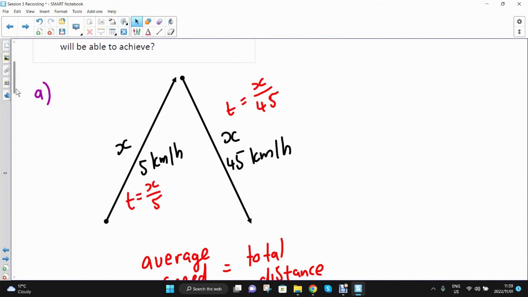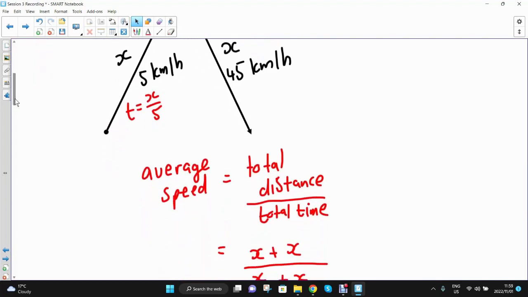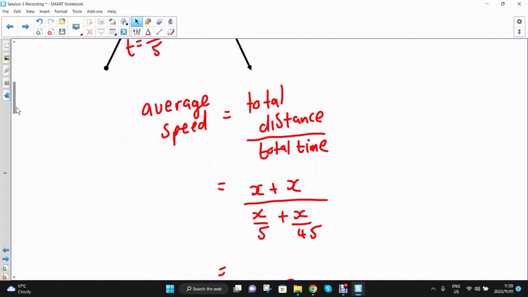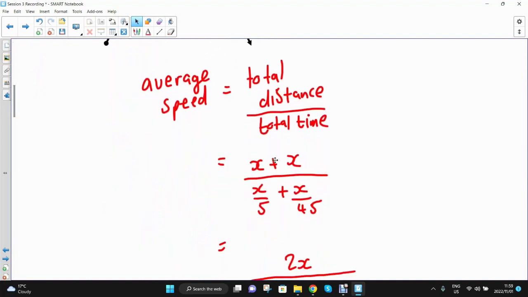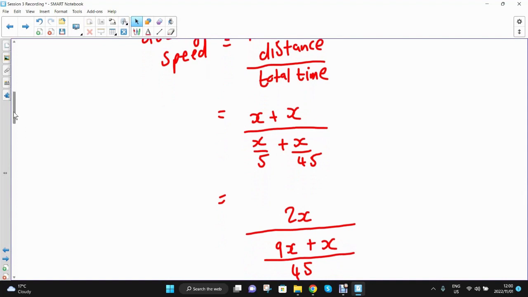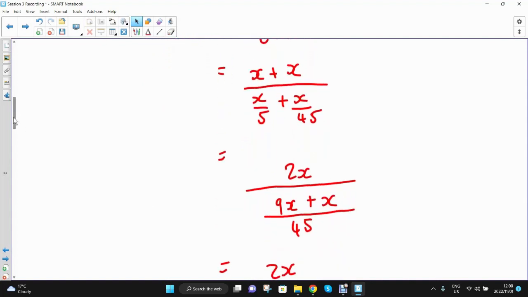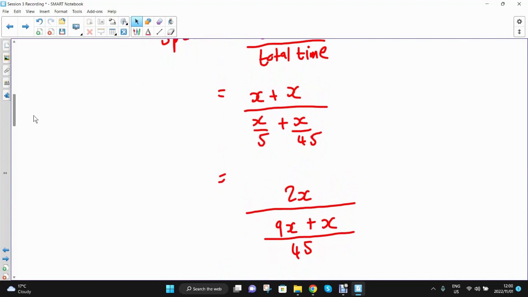And now I need to work out the average speed. So that's, like we said, total distance divided by total time. And the total distance traveled is up the hill plus down the hill. So that's x plus x. Your total time is then your time up the hill plus your time down the hill. And you'll see that this is quite an ugly fraction to simplify. But if you keep your wits about you, it's not actually that bad. You just need to understand that you've got fractions over fractions here.